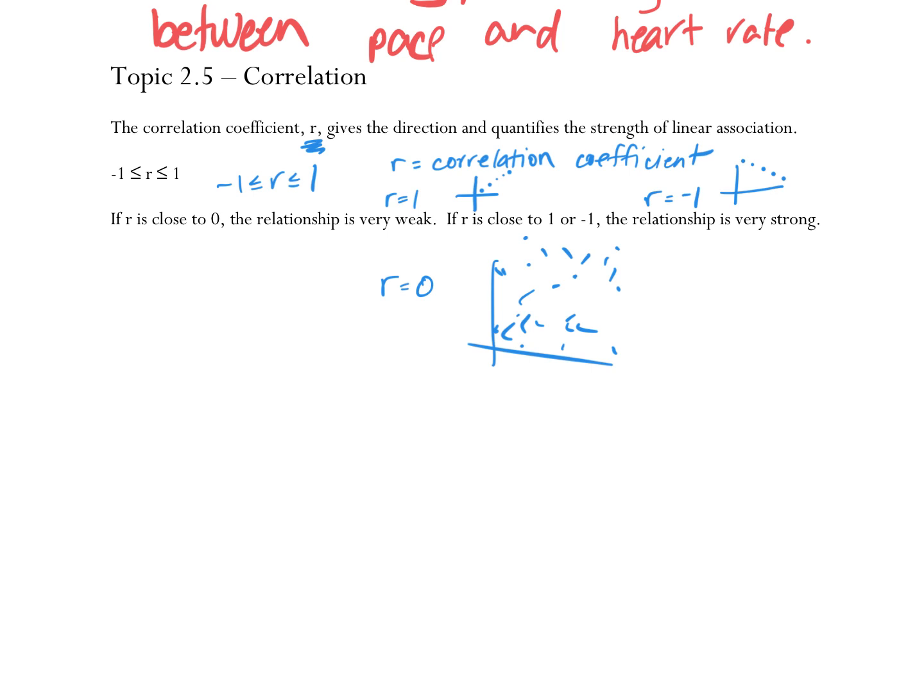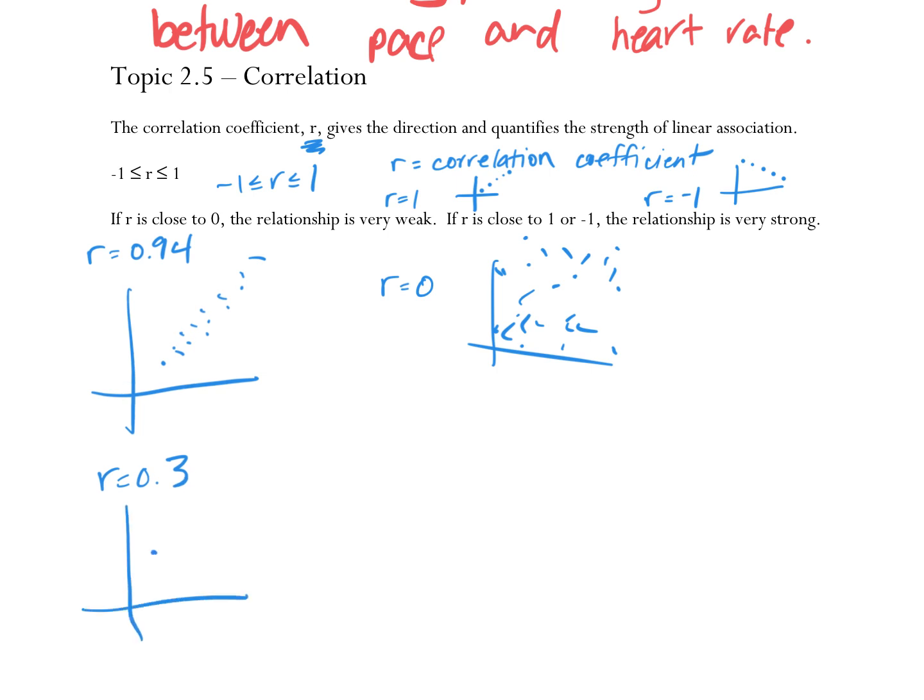And there's all sorts of varying stages of R. Like I could do R equals 0.94. And that one is going to look positive, but not very spread out. Whereas R equals 0.3 might look still positive, but going up. And so going up, but a lot more spread out than, say, R equals 0.94.